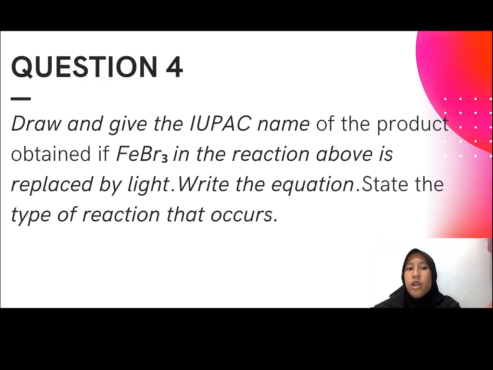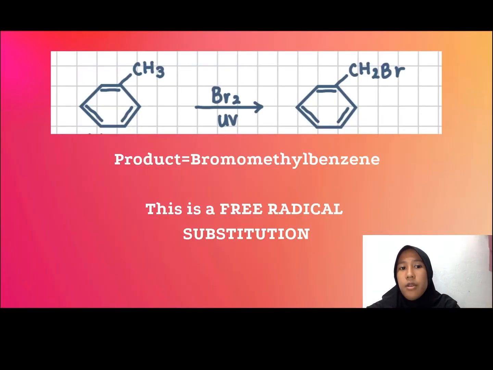Next, for question 4, draw and give the IUPAC name of the product obtained if FeBr3 in the reaction above is replaced by light. Write the equation, and state the type of reaction that occurs. The reaction mentioned is from question 3. So for this question, we will replace FeBr3 with light, so in the chemical equation we will write it as UV. The chemical equation is as shown on the slide. The IUPAC name for the product is bromomethylbenzene. The type of reaction that occurs is a free radical substitution. Next, we'll move on to task 2.